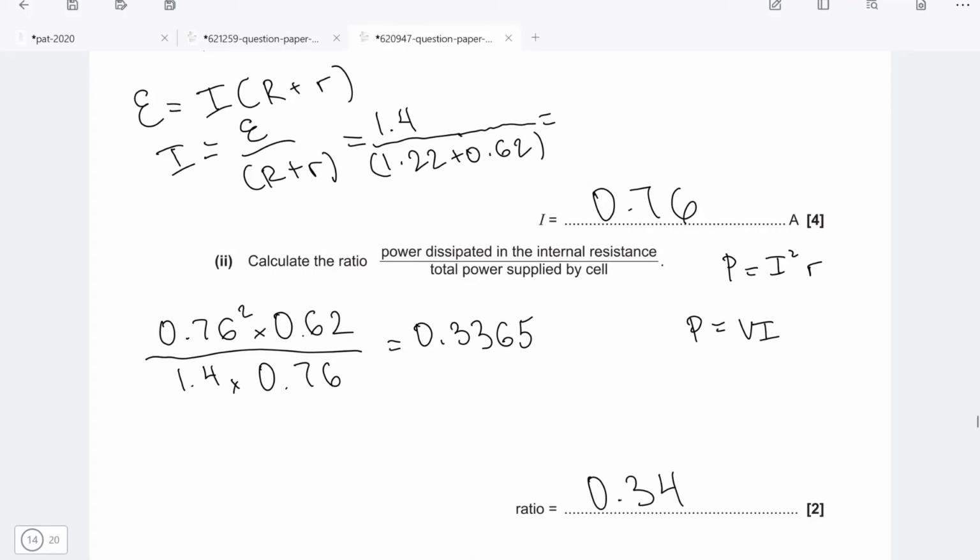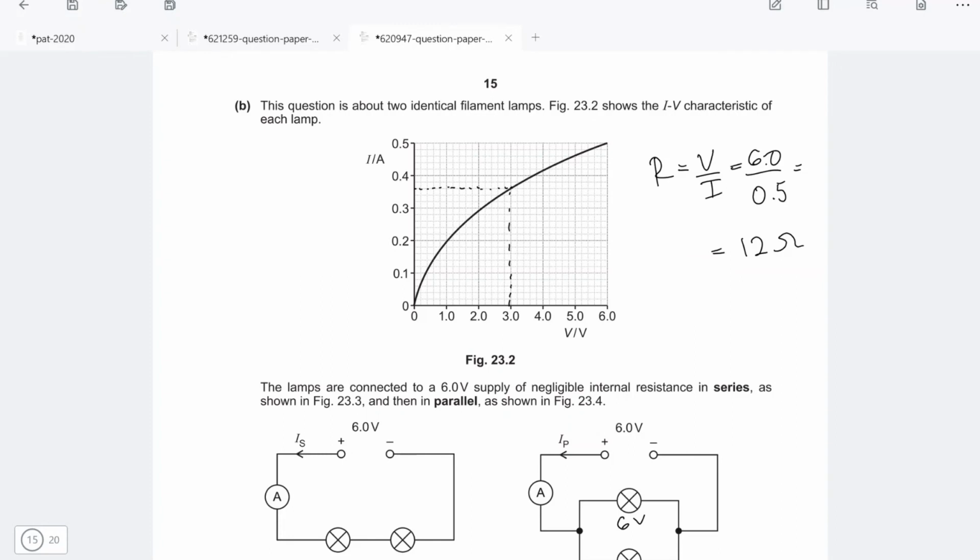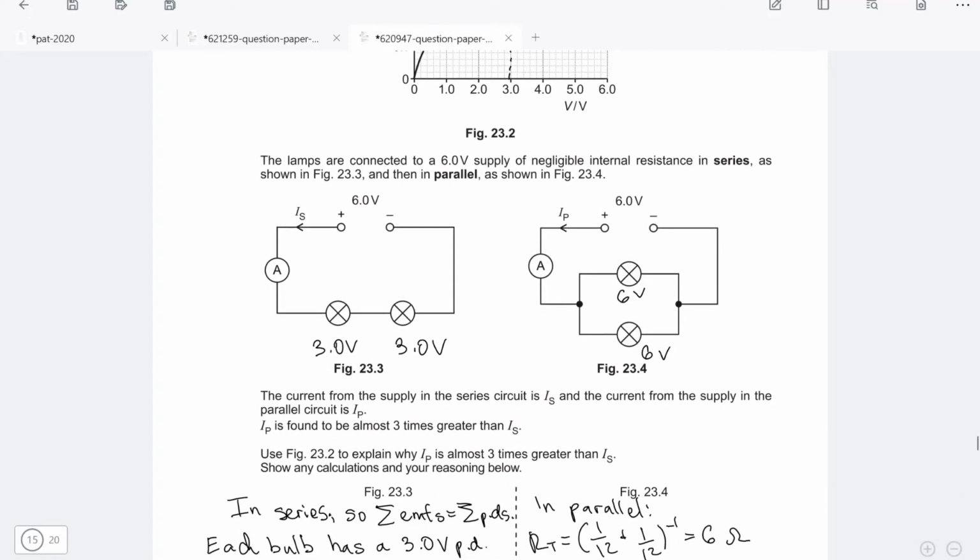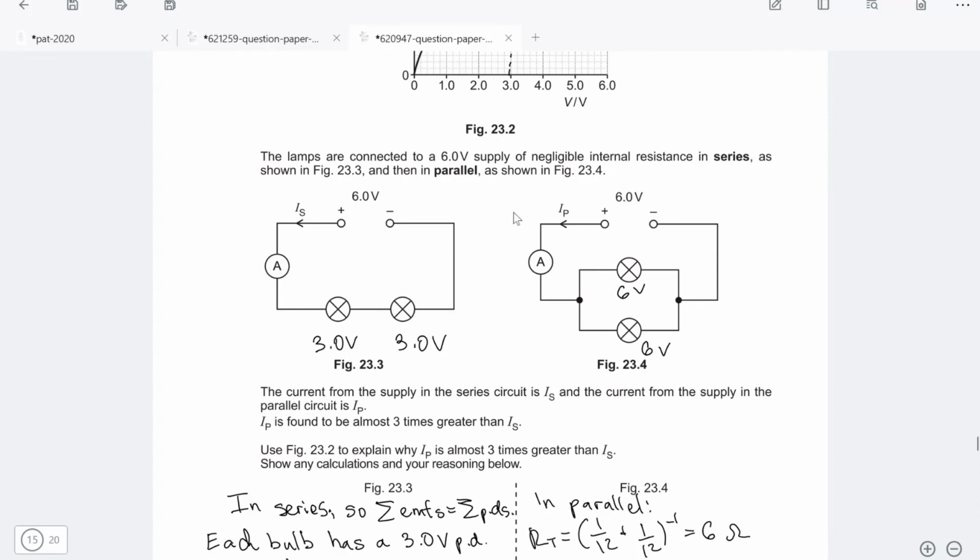So part B, we have a question which is about two identical filament lamps. We have the IV characteristics of these lamps over here. The lamps are connected to a 6-volt supply of no internal resistance in series, as shown in this first figure, 23.3, and then we connect them in parallel, as shown across here. So the current from the supply in the series circuit is IS, and then the other one is IP. IP is found to be 3 times greater than IS, and our job is to explain why.